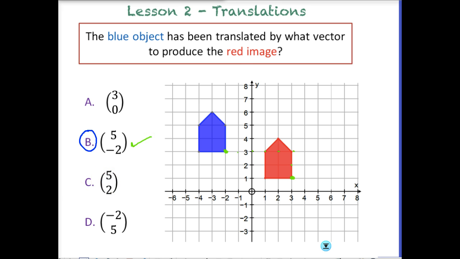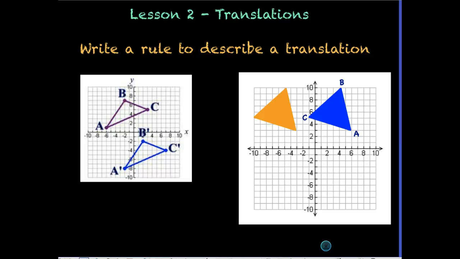All right, our last task today is to be able to write a rule to describe a translation, which is basically just what we did. So let's look back at these original shapes we had looked at before. What is the rule to translate our original object to the reflected image? Well, let's count. So for A, we went over 1, 2, 3, 4 spots, and then we went down 1, 2, 3, 4, 5, 6, 7, 8, 9. So we went to the right 4 in the positive direction, we went down 9.